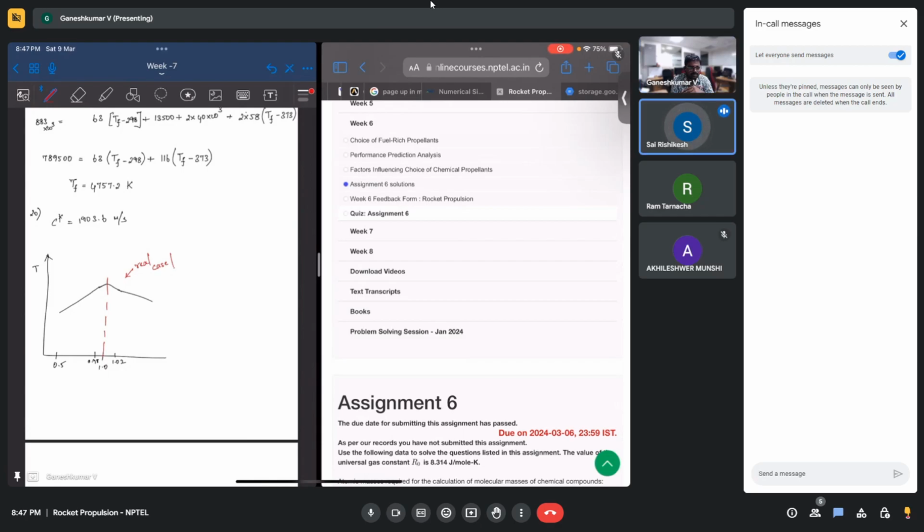He wrote 1 plus cos alpha by 2, which he said is the divergence angle. Then he marked alpha by 2. Let's say if it's 45 degrees, which is the half angle, alpha by 2 will come somewhere around 22.5 degrees from the horizontal line. So he told alpha by 2 is that line.